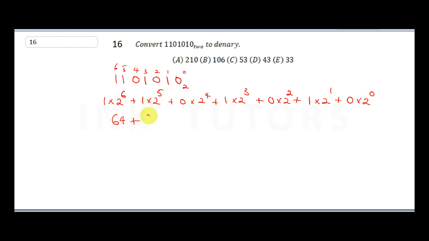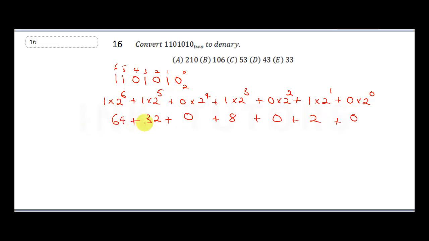2 raised to the power 5 will be 32. Now, 0 times anything will give you 0. So this is going to give me 0. So 1 times 2 raised to the power 3. 2 raised to the power 3 is 8. So 1 times 8 will be 8. Plus, 0 times anything will give us 0. Plus 1 times 2 raised to the power 1 will be 2. Plus this will be 0.